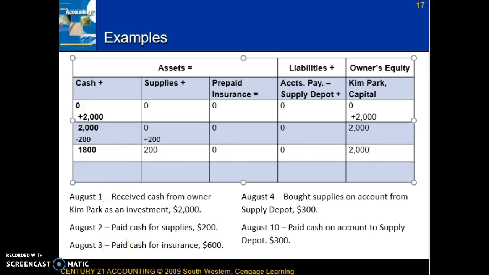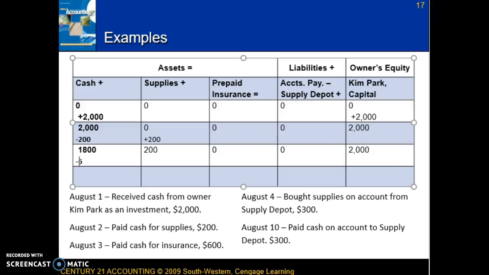Next one on August 3rd, paid cash for insurance, $600. Since we are paying cash, we're going to go ahead and subtract $600. But our balance of prepaid insurance is increasing because we now have prepaid insurance. So our prepaid insurance is going to be plus $600, and then go ahead and get your running total. So 1,800 minus 600 is 1,200. We now have 600. And as far as I know, you will not have any negative amounts for any of these balances.